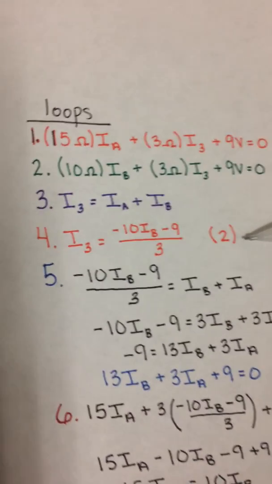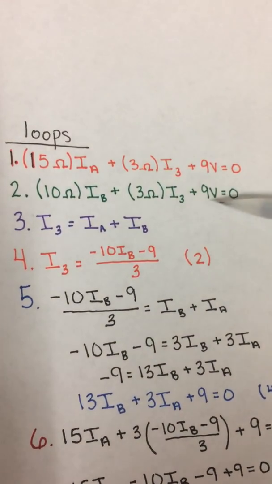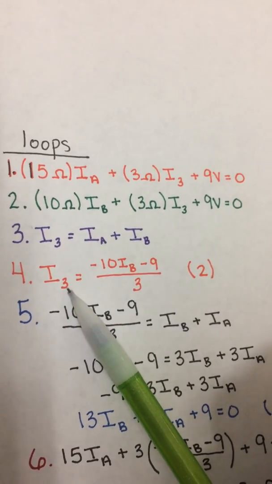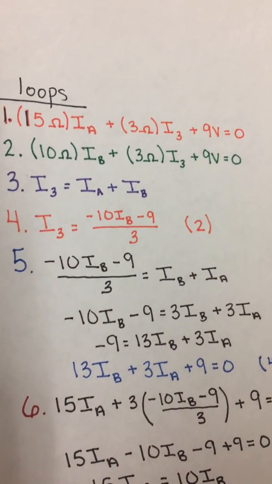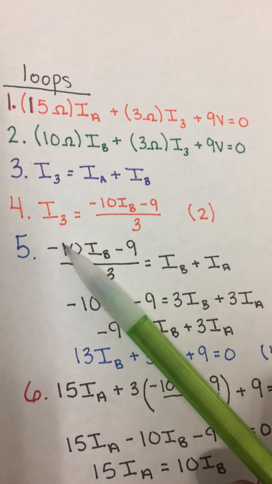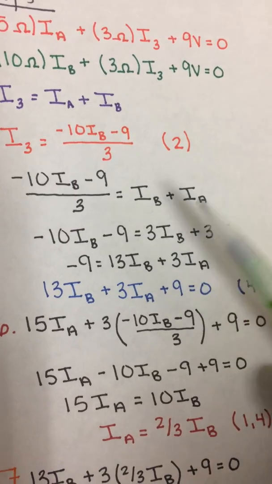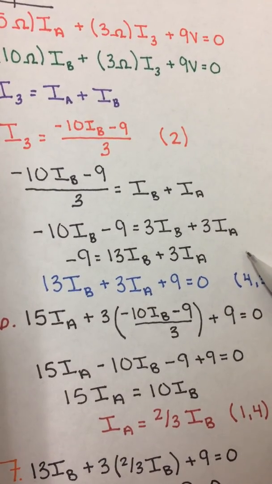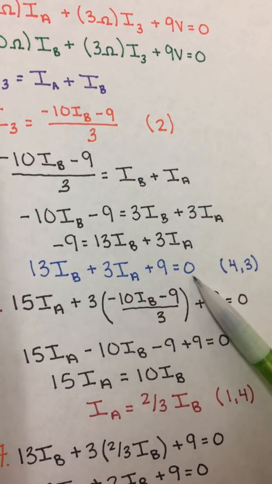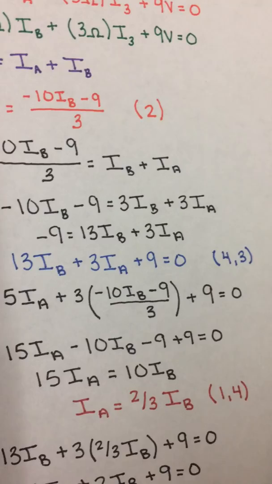So from there, I went ahead and reorganized equation 2. Sorry, I messed up on the colors. I went ahead and reorganized equation 2 so that it is in terms of I3, current 3. And from there, equation 3 and equation 4 are both in terms of current 3. So I went ahead here and set them equal to each other. And from there, I just solved for what the next equation would be, which I called equation 5. And this is the equation you get: 13 times current B plus 3 times current A plus 9 equals 0.